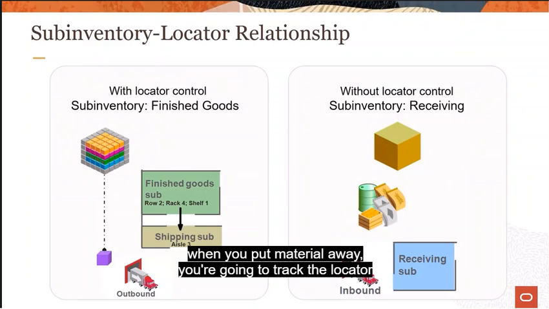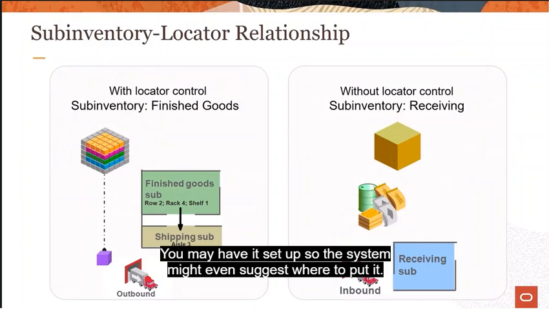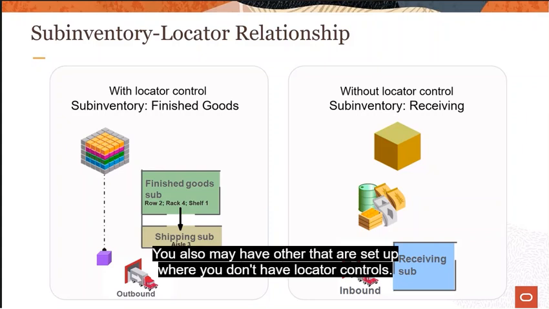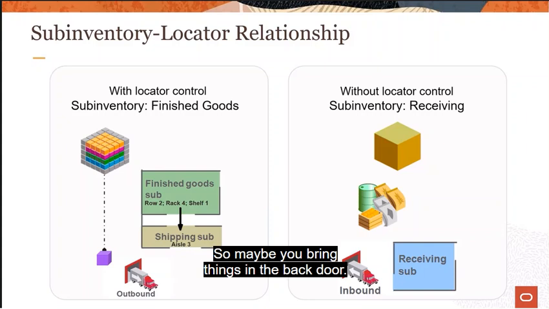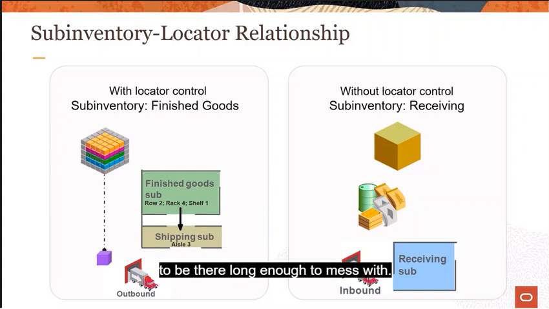going to track the locator that you're putting material in. You may have it set up so the system might even suggest where to put it, or you can say this material goes into this particular row, rack, and bin. You also may have others that are set up where you don't have locator controls, so maybe you bring things in the back door, it just gets set down, you're not tracking the locator because it's not going to be there long enough to mess with.